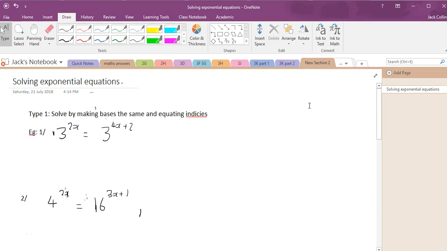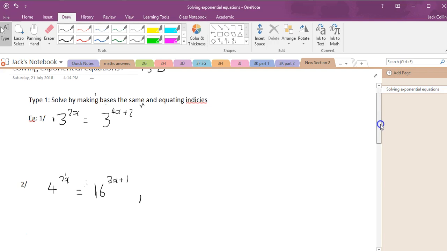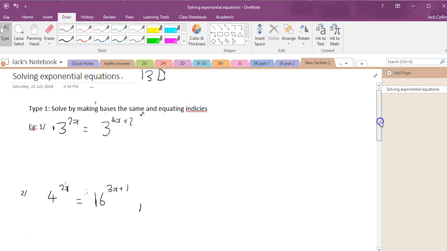We're going to jump into 13D to start off this week. So just put that at the top so we know what we're working on. 13D, which is looking at solving exponential equations. So I've looked at index laws and how to manipulate them. Now we're going to look at solving exponential equations.